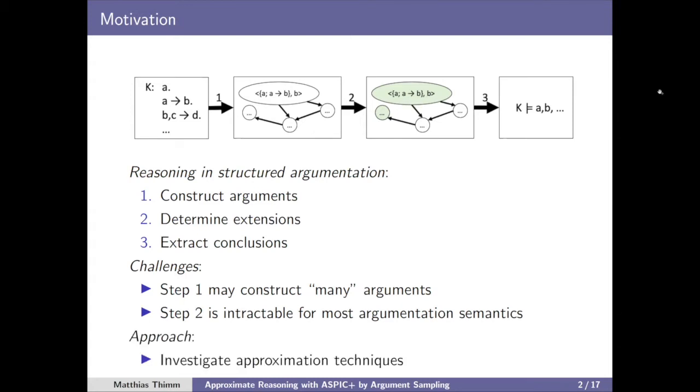So in this work, what we are trying to do is investigate approximation algorithms for this problem, and in particular address this first step. We'll not talk so much about how we can do effective reasoning in abstract argumentation. We take this for granted. We have some solver that does abstract argumentation reasoning. But we look at the first step, when we construct the arguments: is it really necessary to construct all the arguments, or can we just focus on a smaller subset of them?